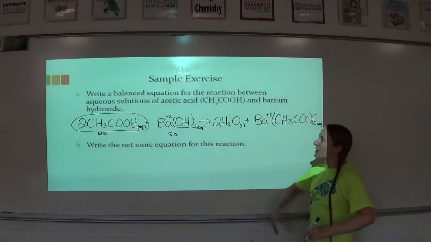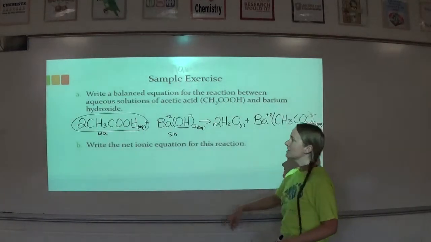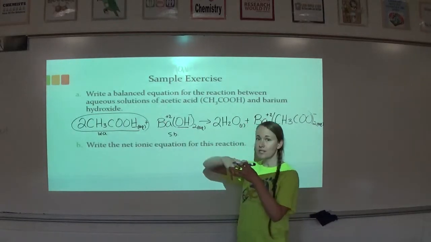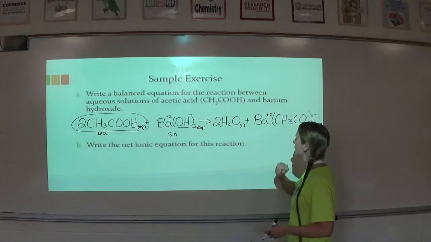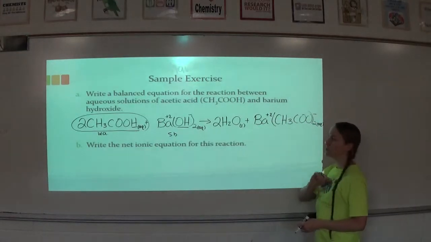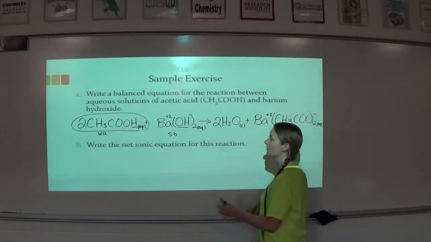Alright, so remember, we've got to count out our spectator ions. If you look, this is all going to stay together, so we're not going to mess with that. Barium is aqueous here. Barium is also aqueous here. So when I write my net ionic, I'm going to get rid of barium.